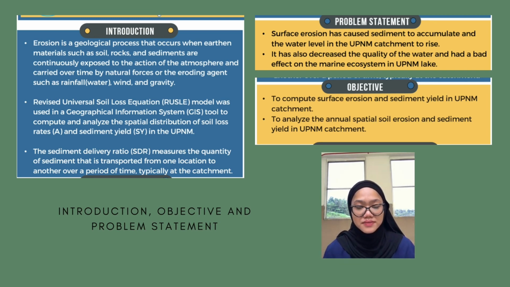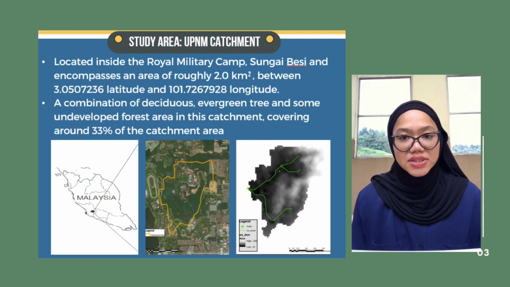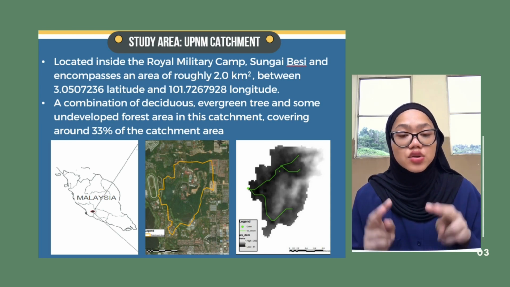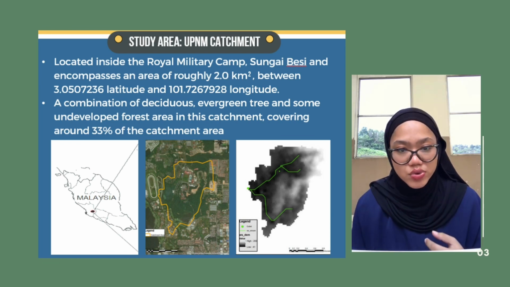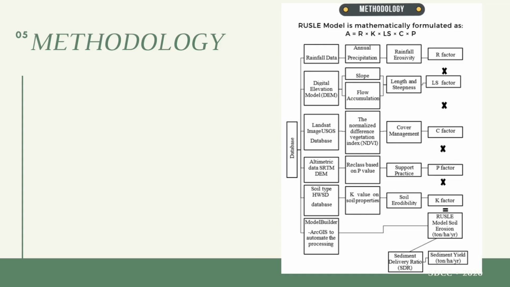The study utilized GIS and remote sensing to analyze the soil loss based on the Revised Universal Soil Loss Equation, which is RUSLE, and this model is one of the most widespread models used for soil loss estimation. Next, this research was located at Sungai Besi, Kuala Lumpur and covers roughly 2 km square with a combination of deciduous, evergreen trees and some undeveloped forest area in this catchment. Jump to the next section.